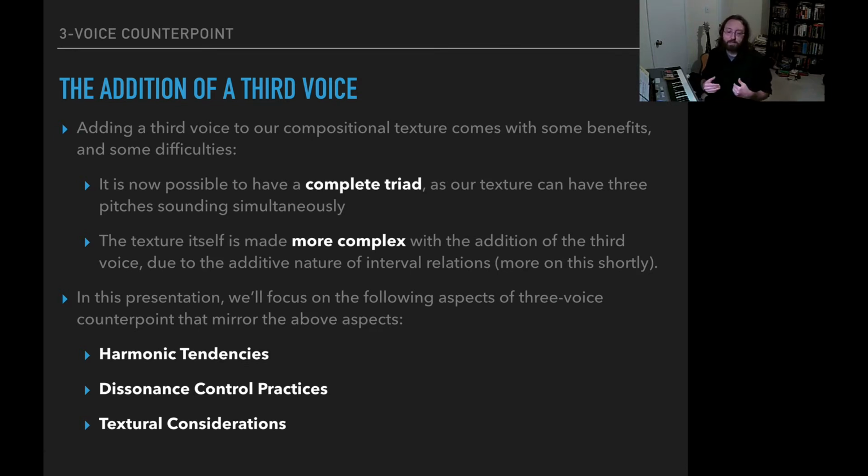So in this presentation, we're going to focus on the following aspects of three-voice counterpoint to hopefully help us make idiomatic three-voice counterpoint slightly easier. So we'll be focusing on harmonic tendencies, looking at some specific dissonance control practices that are unique to three-voice counterpoint and not present in two-voice counterpoint, and also looking at some textural considerations.